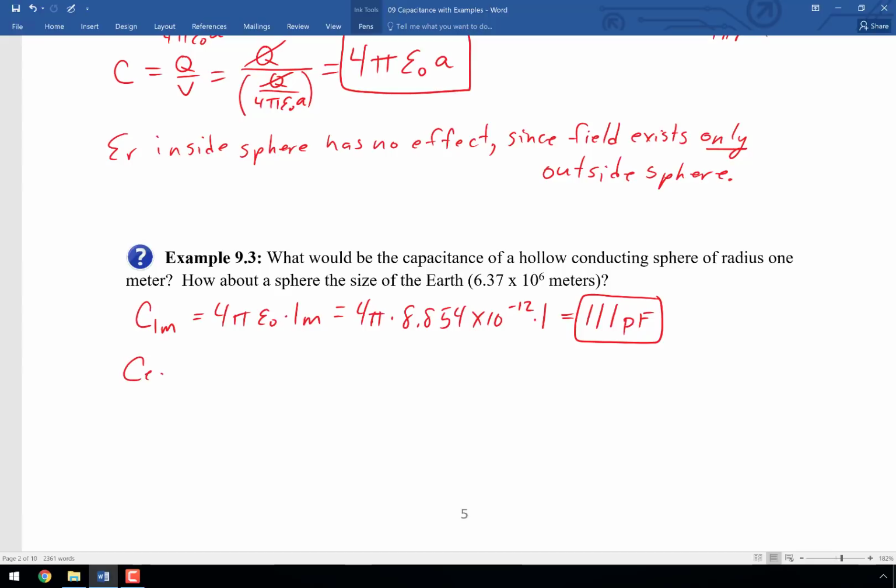And then the capacitance of a sphere the size of the Earth will be 4 pi times 8.854 times 10 to the minus 12th times 6.37 times 10 to the 6th, and that works out to be about 709 microfarads. And so you can see that even a huge, massive sphere is going to have a relatively small amount of capacitance.